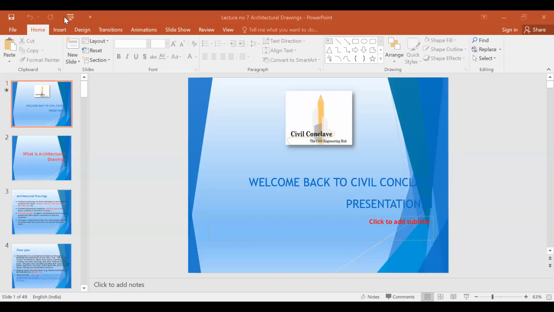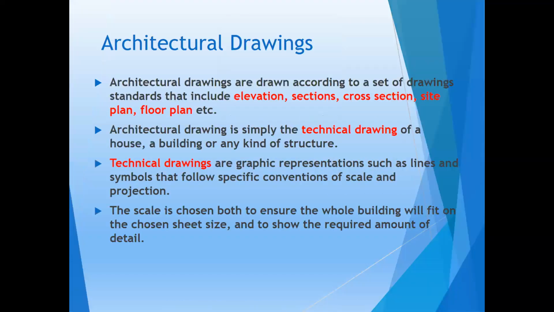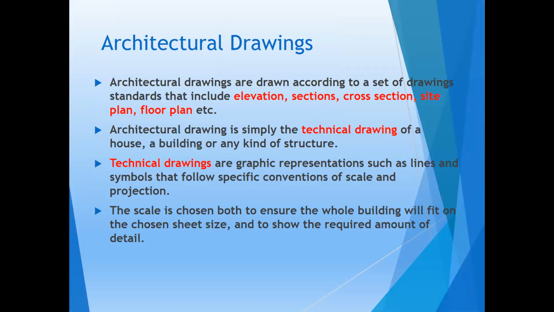Today, what we are going to discuss is what is meant by an architectural drawing and its description. Architectural drawings are drawn according to a set of drawing standards that includes elevation, section, cross section, site plan, floor plan, and other various items. Architectural drawing is simply a technical drawing of a house, a building, or any kind of structure.